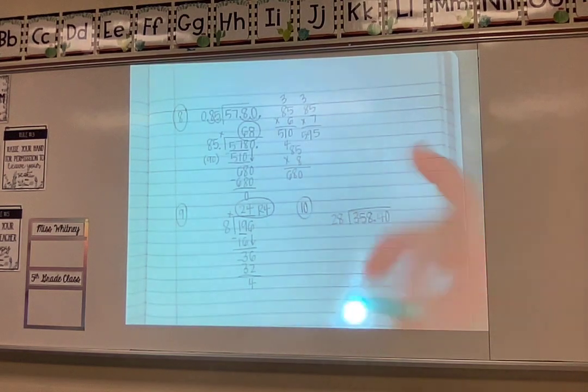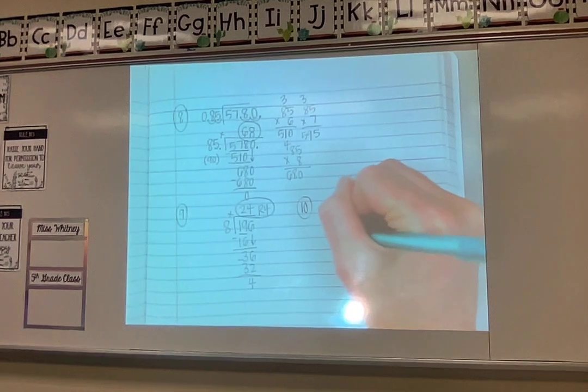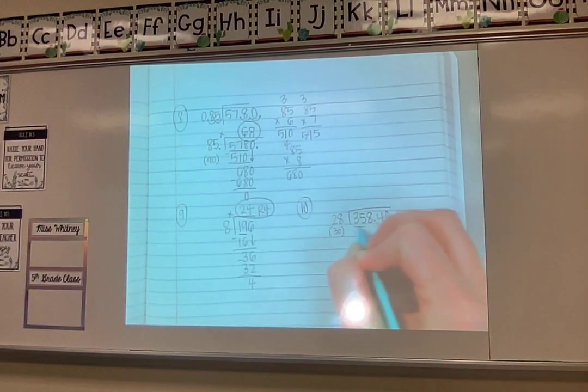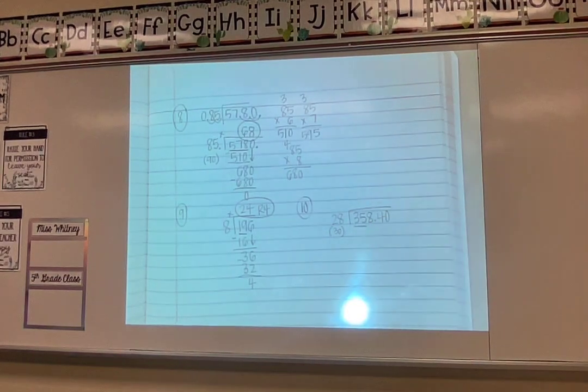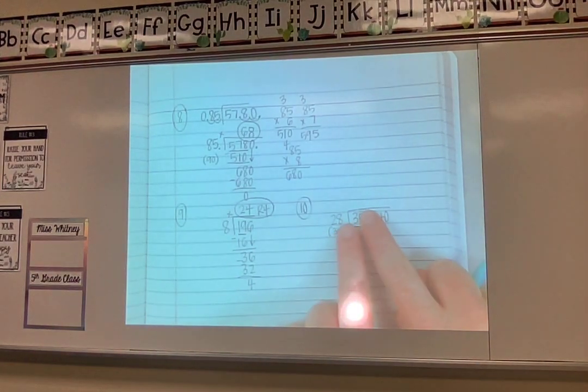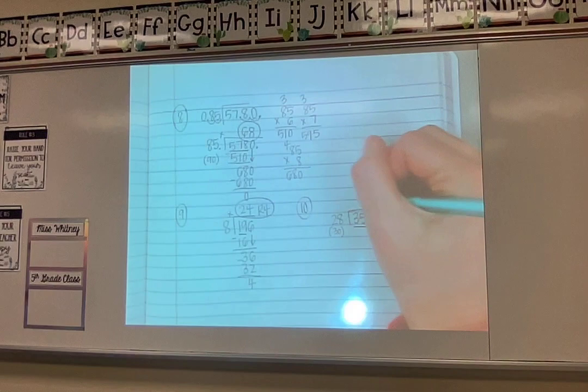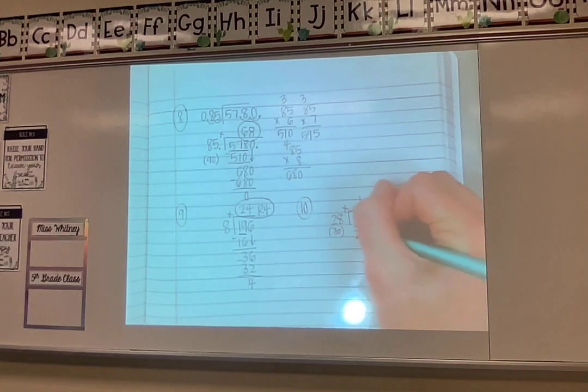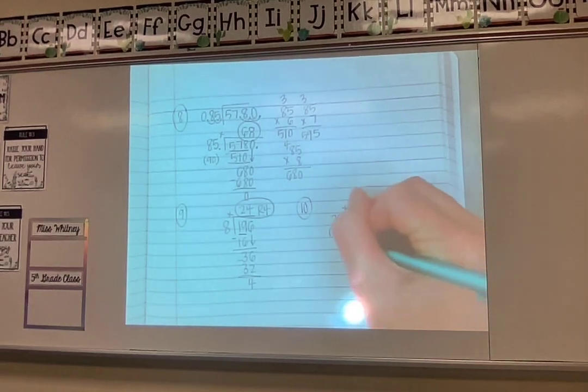So let's round 28. It would be close to 30. And then I'm going to start just with my first 2 numbers because it's going to fit right in there. Cover up my back numbers. How many 3s will fit in 3? That would be a 1. Now remember, my number is actually 28. So 28 times 1 would be 28. I'm going to subtract. That would be a 7.